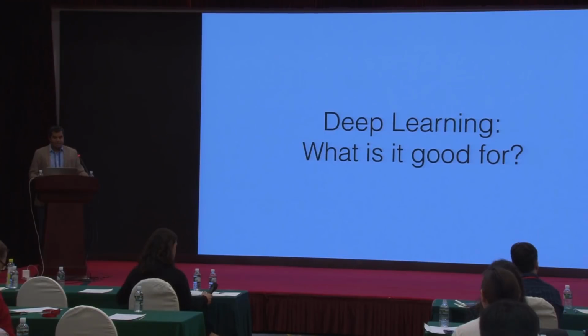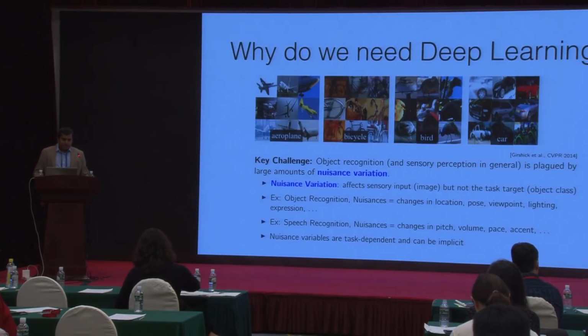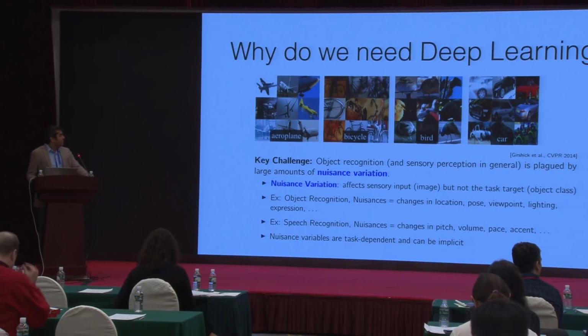So deep learning, what is it and what is it good for? So the key reason, the key challenge for which deep learning was a solution was first evident in these so-called perceptual tasks, such as object recognition.